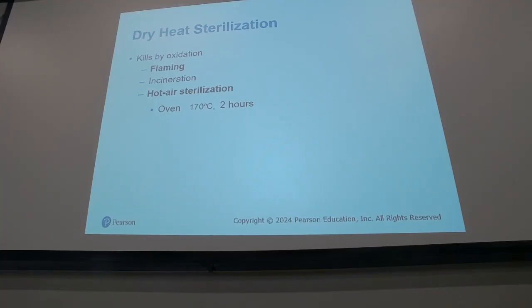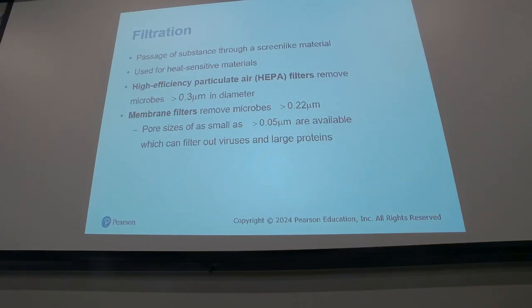And then we have hot air sterilization, in which you have an oven that can bring your items up to 170 degrees Celsius, and then you will sterilize your items typically for 2 hours. These are sterilizers that are used in some healthcare facilities, for instance, dentists. Sometimes they have these ovens. They sterilize their instruments in these ovens.